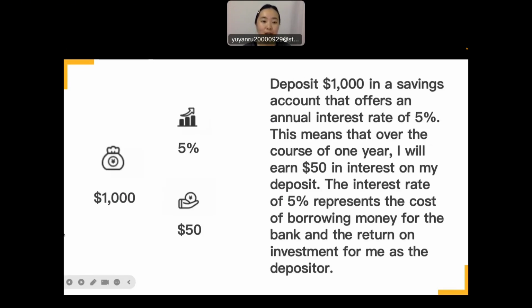For example, as we can see in this picture, if I deposit $1,000 in a savings account that offers an annual interest rate of 5%, this means that over the course of 1 year, I will earn $50 in interest on my deposit. The interest rate of 5% represents the cost of borrowing money for the bank and the return on investment for me as a depositor.